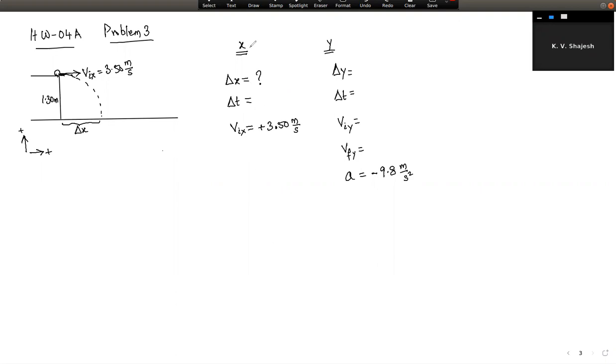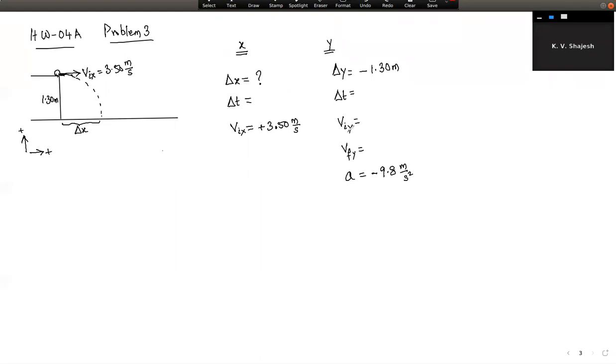But if we want to calculate delta x, we need to know delta t, which is not immediately available to us. So we look in the y direction. What else is given in the y direction? 1.3 meters. That's the vertical distance the ball travels from the initial to final point. Since positive is upward, this is minus 1.30 meters. Final minus initial: the final point is at a lower point, so that gives us minus 1.30 meters.